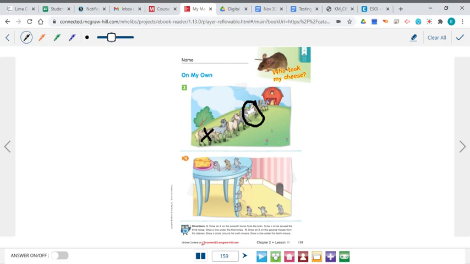And then to draw a line under the 1st horse. Well, that's pretty easy. There he is. He's the first one next to the barn. We'll draw a line under him.